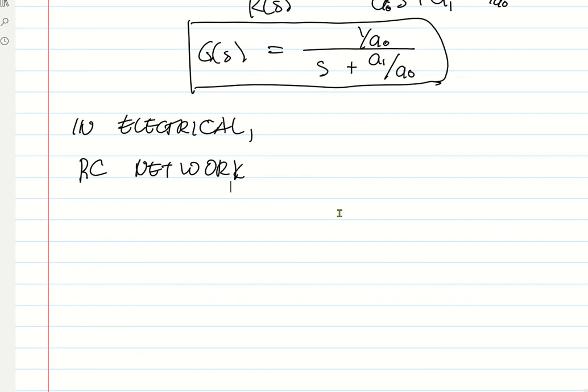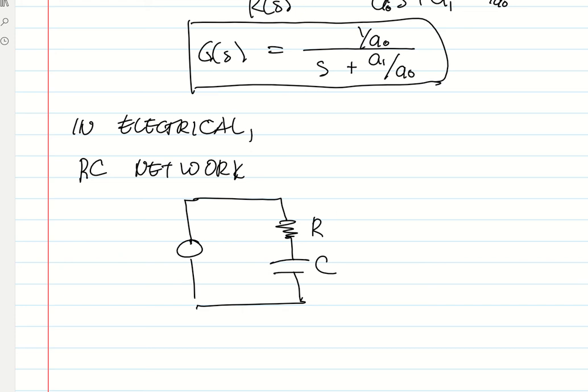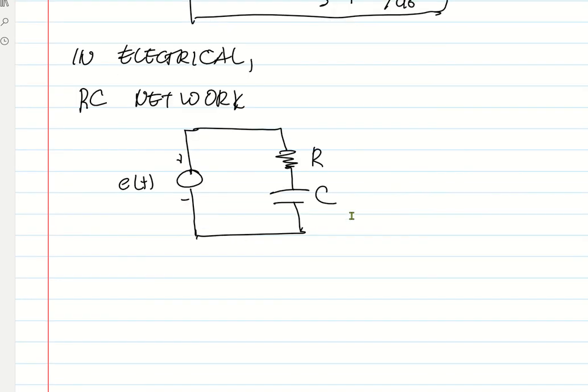RC network. For an RC network, we have a resistor R and a capacitor C. Then we have a voltage source, let's just call it E of t. To solve for the transfer function of this kind of system, first we need to decide what we want to be our output. There are different parameters here that can be our output. This time, let's take the current I of t as our output, instead of the voltage across the capacitor or the voltage across the resistor. But you can still use the voltage across the resistor and the voltage across the capacitor as your output.